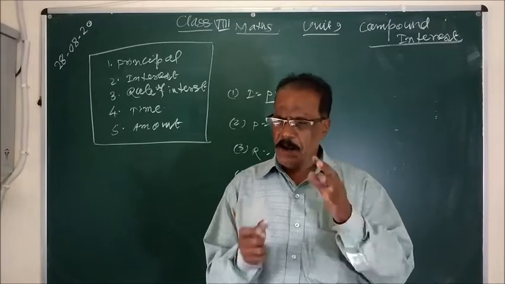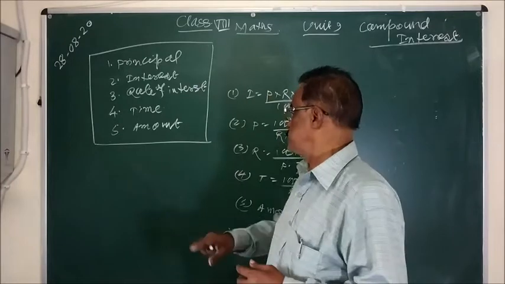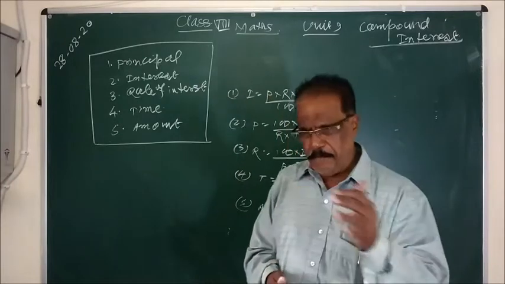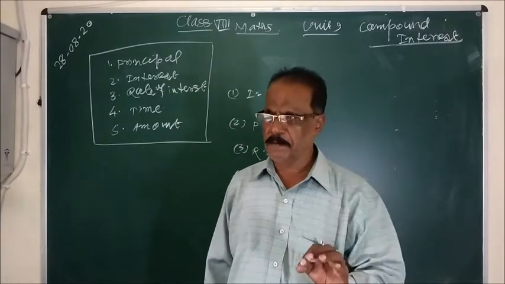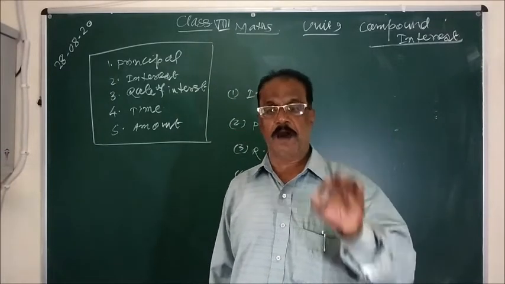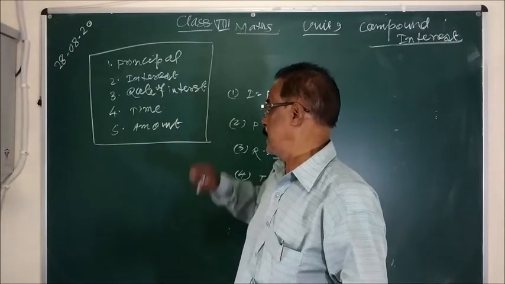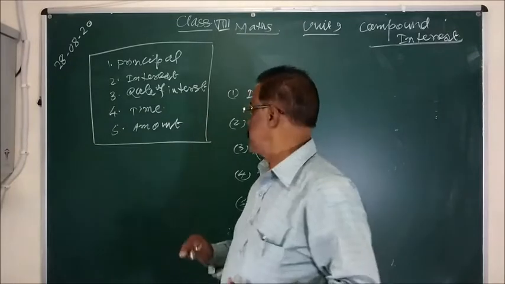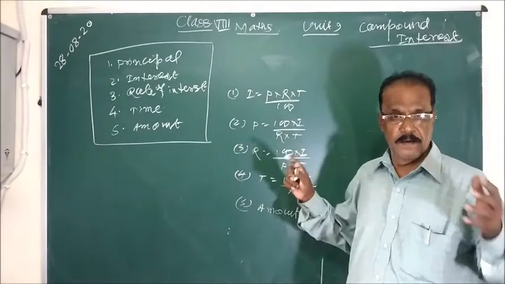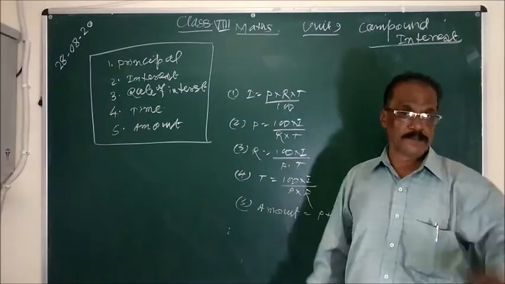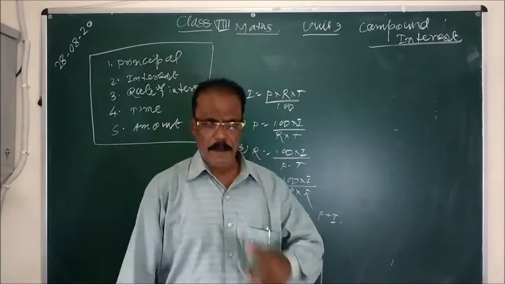You might have heard the name of simple interest, and these five terms, and these are the formulas. And if you understand all these things, it will help you to solve the question. So before solving the question of compound interest, we should learn what is principal, what is interest, what is rate, what is term, what is amount, and these are the formulas I suppose you must have used when you have solved the question of simple interest.